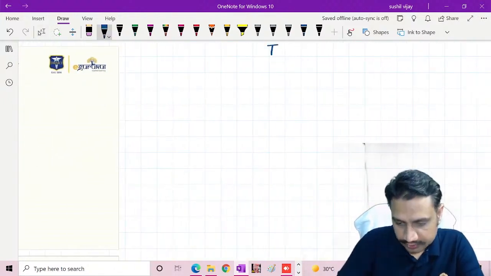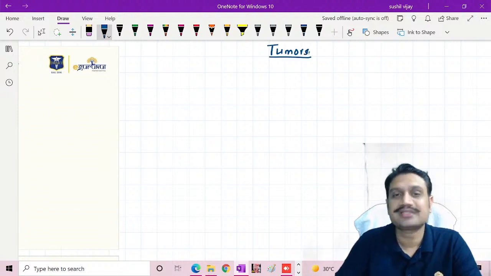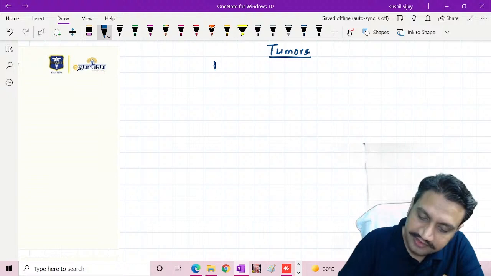What are those? So when you talk about the tumors, there are only three things. What are those? The first one is to learn the location of the tumors.